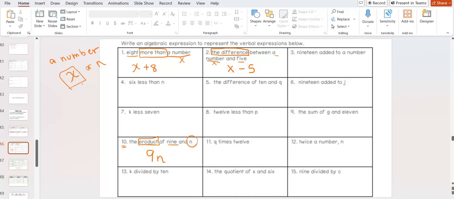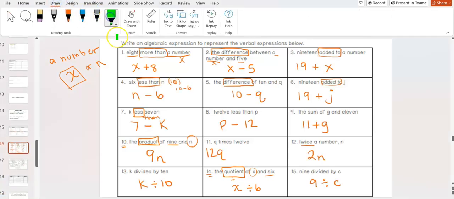Okay. And then I've got down here number 14, the quotient of x and 6. Again, they give me x. So quotient is division. So I'm going to do the quotient of x and 6. You want to keep it in the same order, so x divided by 6. Okay, go ahead and do the rest of these. Pause the video and then come back and join me and see if you get the same answers as me.